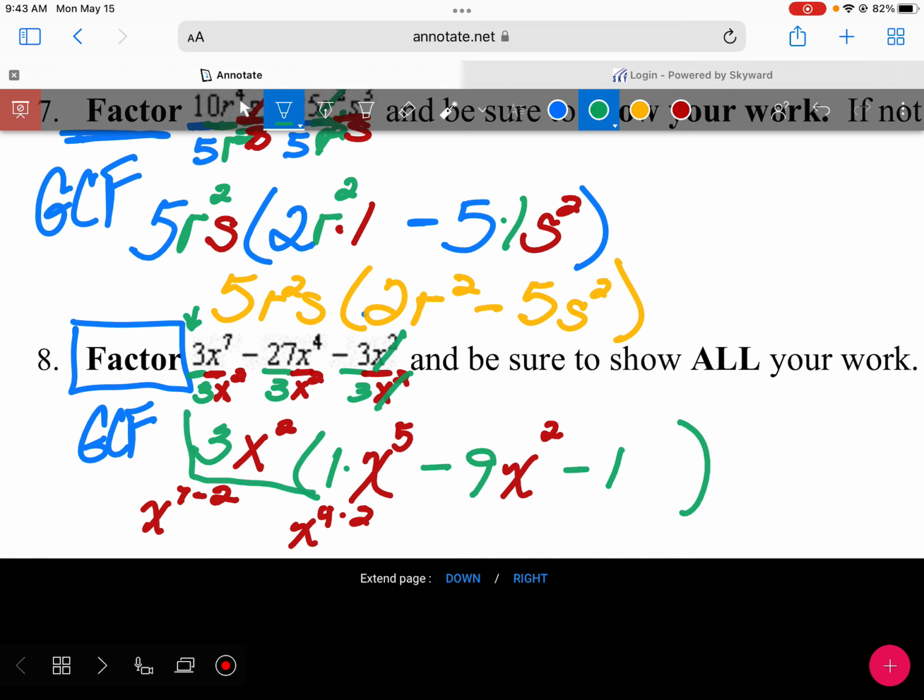So final answer is 3x squared times quantity x to the 5th minus 9x squared minus 1. We do not know how to factor x to the 5th power. If it was x squared, we would look at the x box. But we have an x to the 5th. We don't know how to do that.